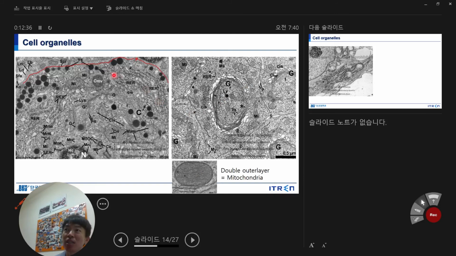And then what is this one? This is RER, a very large structure, and they have a lot of ribosomes here. Okay, so this is some RER. And also you can see this is some mitochondria like this one, right?